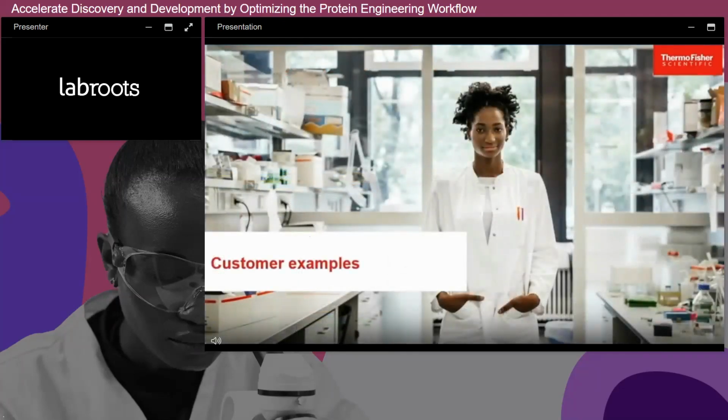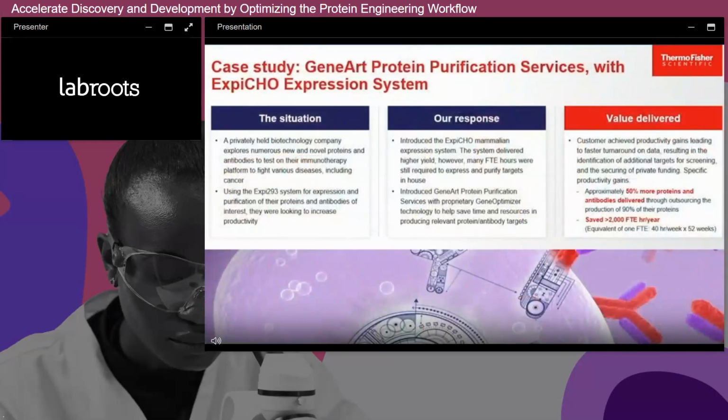So now, looking at the customer examples, I just brought 2 examples to show you how our service can really help you in your lab to speed up your research and free your hands to do your actual research. One customer came to us with a special request to have a higher antibody titer. They were using XP293 to produce proteins, mainly antibody, for immunologic research and cancer research. So our response was, first of all, to advise them to switch to the XPCHO system that normally provides higher titer. This was a first improvement, but they were still investing a lot of time in protein production and purification.